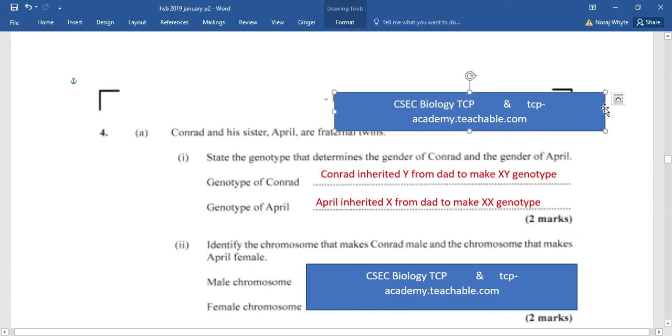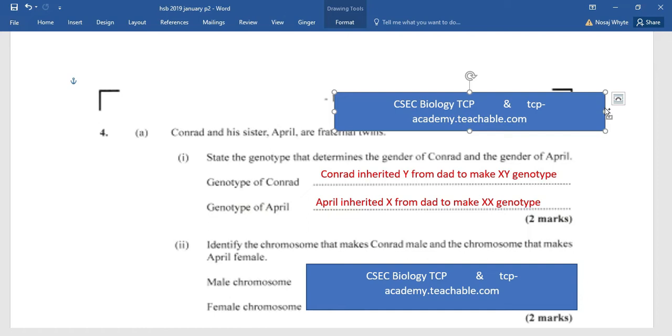So if we look here, Conrad inherited Y from dad, and that makes the genotype XY. And one might wonder where the X is coming from. The X is that which is donated by the mother. So if it's a male, it means that the Y came from the father, and if it is a female, then one of the X would have been donated by the mother. So here the genotype is XY for Conrad and XX for April, and of course one of the X shown here is from dad, and the Y is from dad.